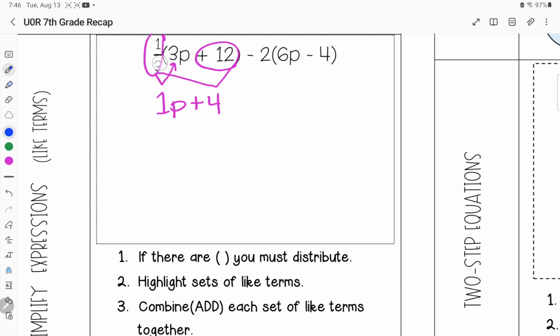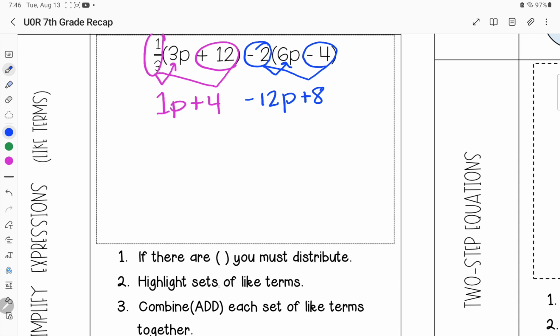I've now distributed this side, but you'll notice I have another set of parentheses right here. That means I take my number and the sign in front, and that's what's being distributed on this one. So now I have negative 12p. Negative 2 times 6, negative 12. Negative 2, again, always pulling your sign in front. Negative 2 times negative 4. So 2 times 4 is 8. Since both signs are negative, or the same, it becomes positive.